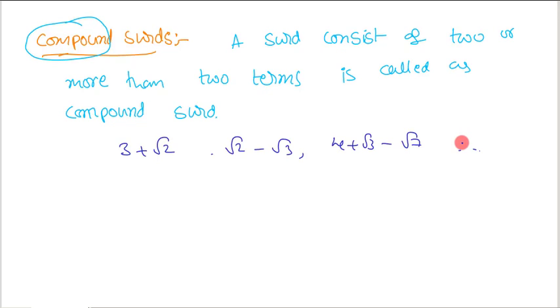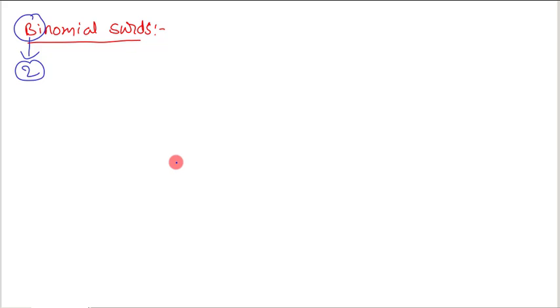These are the examples of compound surds. Now let me explain another type of surds, that is the binomial surd. Okay, so bi means what? 2. That means if a compound surd consists of only 2 terms in it, then that compound surd is said to be a binomial surd.